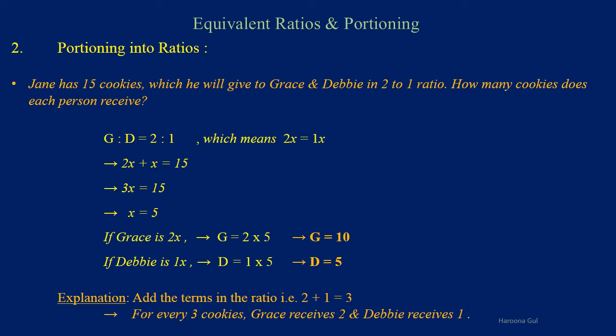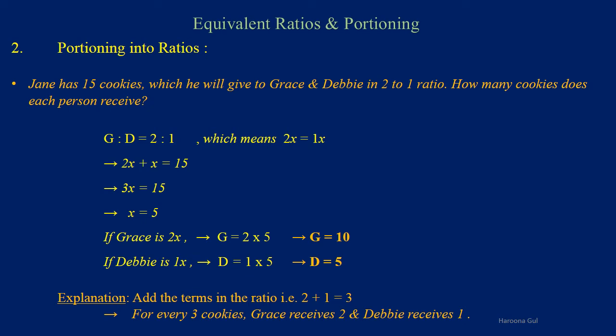And so if we multiply 2 with the value of x, that is 5, we're going to get 10 cookies for Grace. And if we multiply 1 with the value of x, that is 5, we're going to get the number of cookies for Debbie as 5. So Grace is going to get 10 and Debbie is going to get 5 cookies. And if we add up 10 and 5, we're going to get 15. That is the total number of cookies, right?